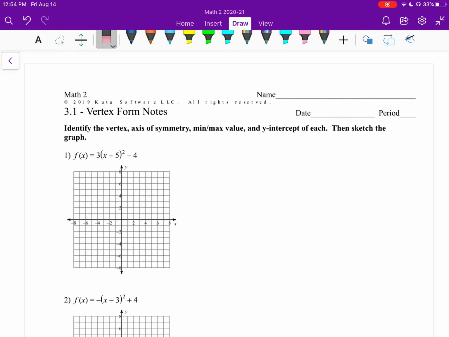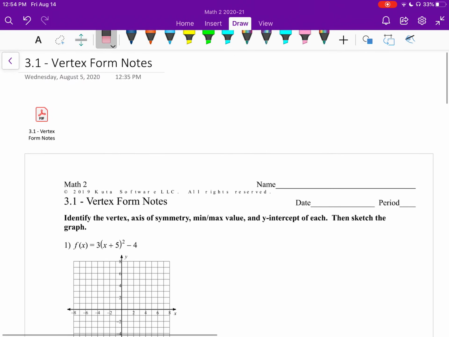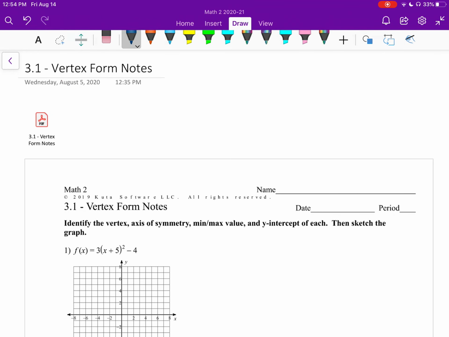Okay, Math 2 3.1 Vertex Form notes. So for starters, I want to go over Vertex Form with you. Vertex Form is given as y equals a times (x minus h) squared plus k.